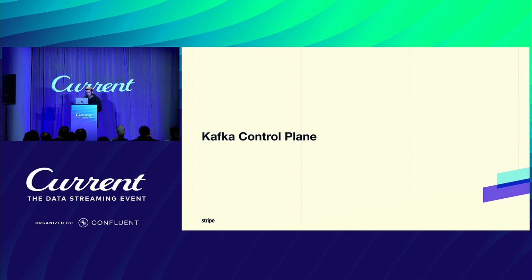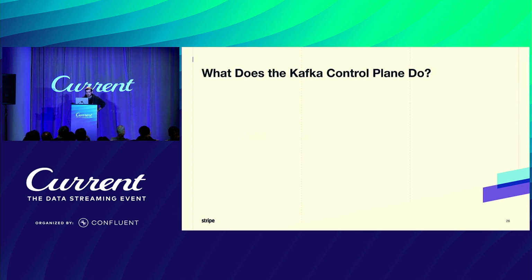So enter the Kafka control plane. And so what does this do? I've talked about this a little bit already, but it just has a lot of different workflows that it runs to manage our clusters across Stripe. Like I said, the Kafka planner workflow is this workflow that we run on a 15-minute cadence. What it does is it goes through and checks to make sure that each of our clusters are healthy. And then if there's some sort of issue, for example, a cluster needs to be rebalanced, it will then execute a rebalance.